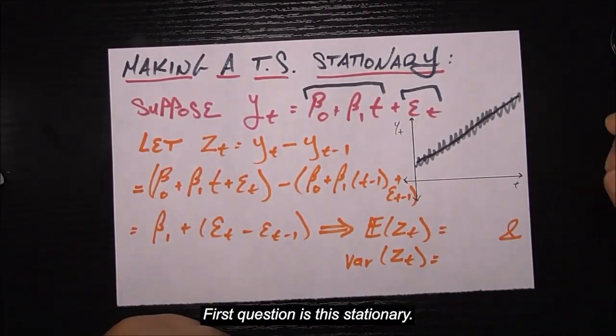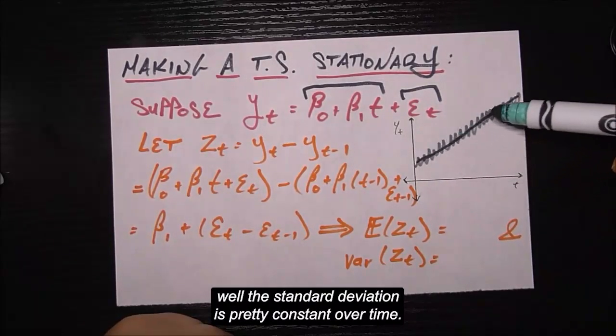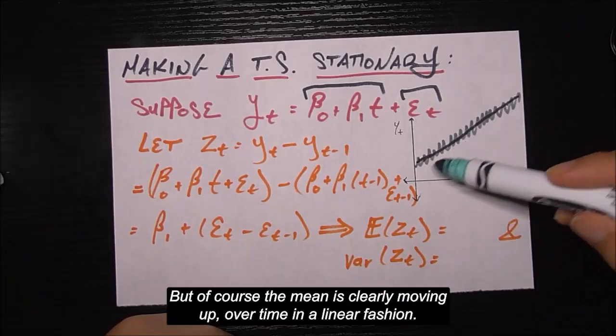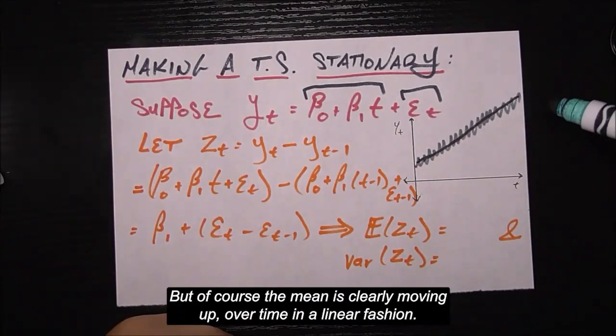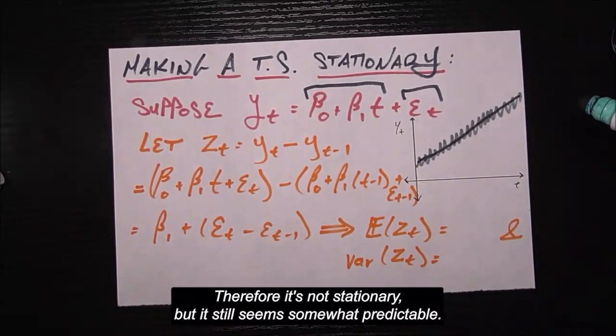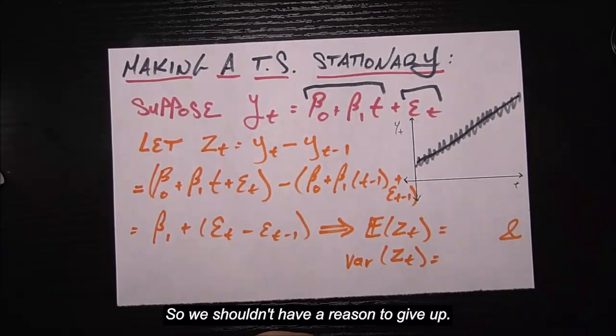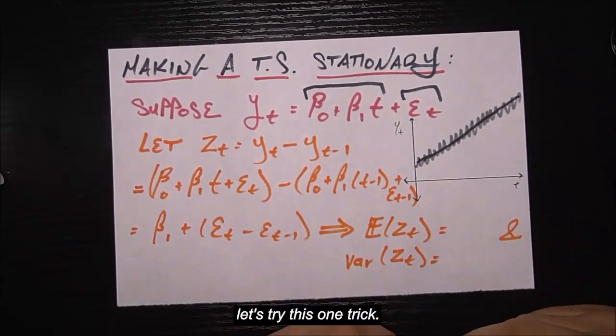First question, is this stationary? Well, the standard deviation is pretty constant over time. There's no seasonality, but of course the mean is clearly moving up over time in a linear fashion. Therefore, it's not stationary. But it still seems somewhat predictable, so we shouldn't have a reason to give up. Let's try this one trick.